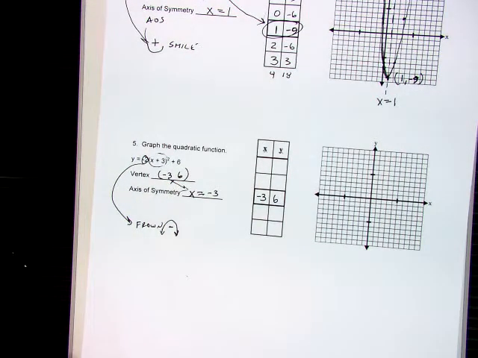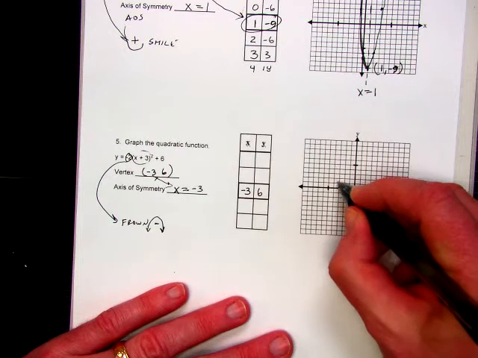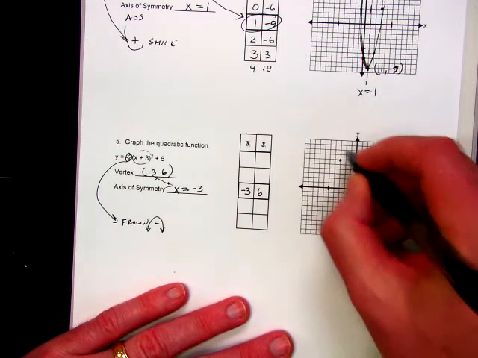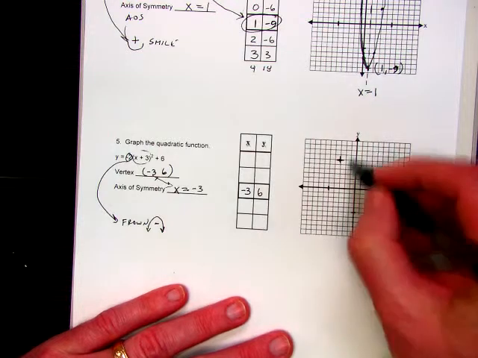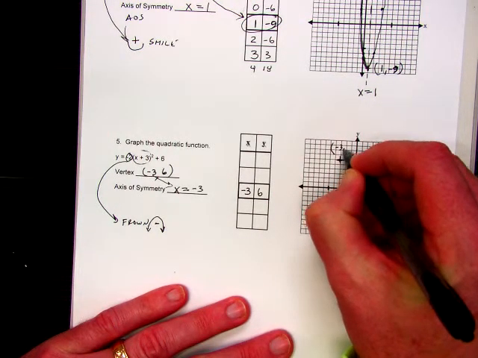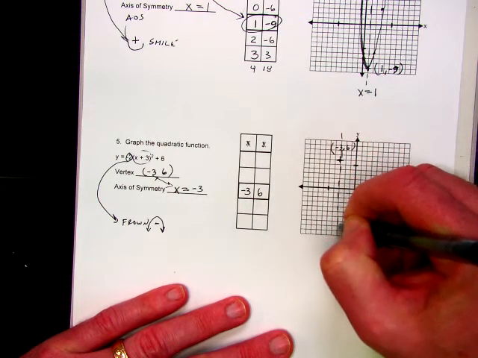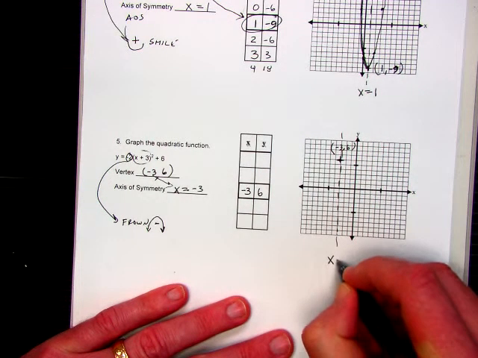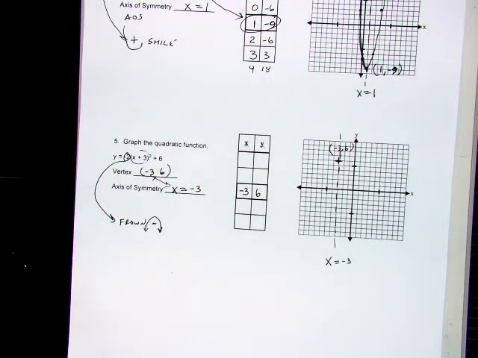Okay, I'm actually going to go a little bit out of order this time, so I'm going to graph negative 3, 6, and there's my vertex. And I know it's going to be opening down, so all the points should be down here. So it's negative 3, 6, and I'm going to draw on my axis of symmetry. Let's put it right here and label that as x equals -3. Okay? All right, so let's do the rest of our points.